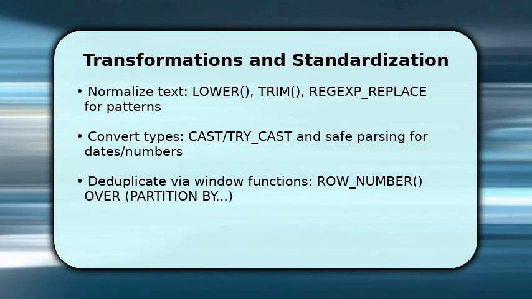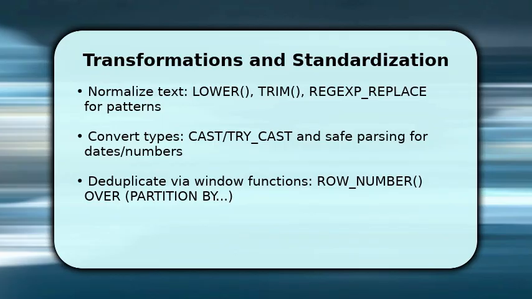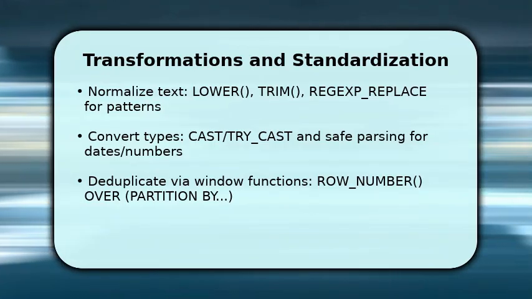Once parsed, deduplicate records with row_number over partitions, keeping the latest or most complete row. While transforming, run incremental checks and compare record counts so you can roll back if results look wrong.